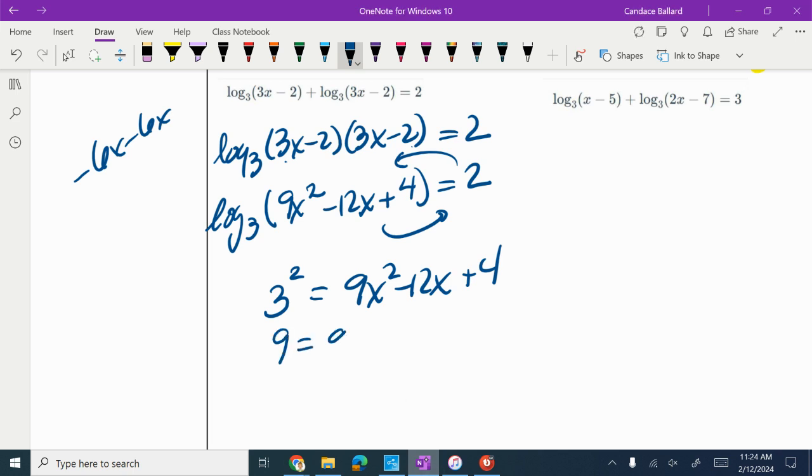9. Okay, do I have a quadratic again? Yeah, what do I have to get a quadratic equal to solve it? 0. Okay, so I got to move the 9 to the other side. How do I move the 9 to the other side? Subtract it. So what's 4 minus 9? Negative 5.